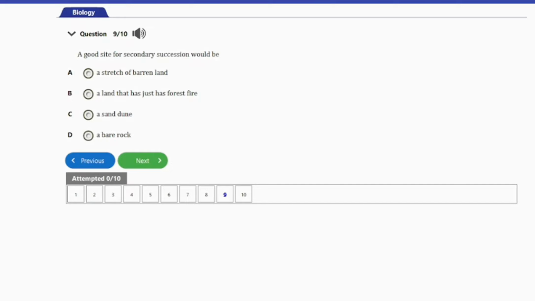That's question number 9 here. It says, a good site for secondary succession would be A. A stretch of barren land. B. A land that has just had a forest fire. C. A sand dune. And D. A bare rock. So guys, the most suitable land for secondary succession here would be a land that has just undergone forest fire. So that's it for that question, and that's option B here. So let's go ahead and consider the next and the last question, guys.